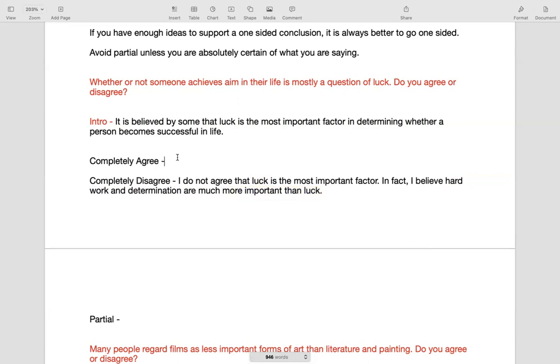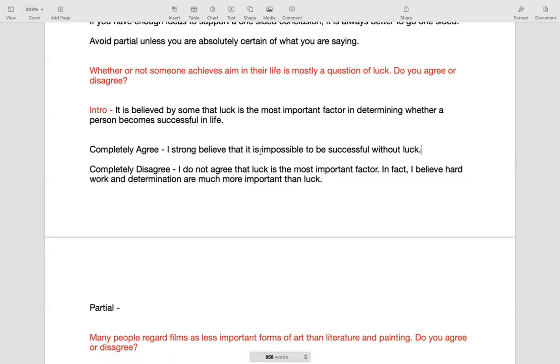Okay. And if we completely agree, what do we mean by that? That we believe luck is most important. Exactly right. That I truly believe, I completely agree. I strongly believe that, just to paraphrase, it is impossible to be successful without luck. So that's clear to the examiner that you're supporting luck. You believe it is the most important factor because it is impossible to be successful without it. Or you can simply write, I strongly believe that luck is the most important factor.